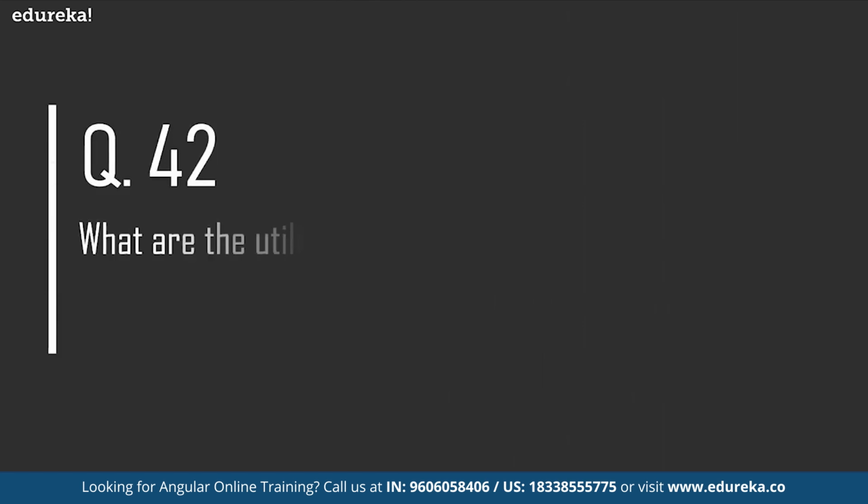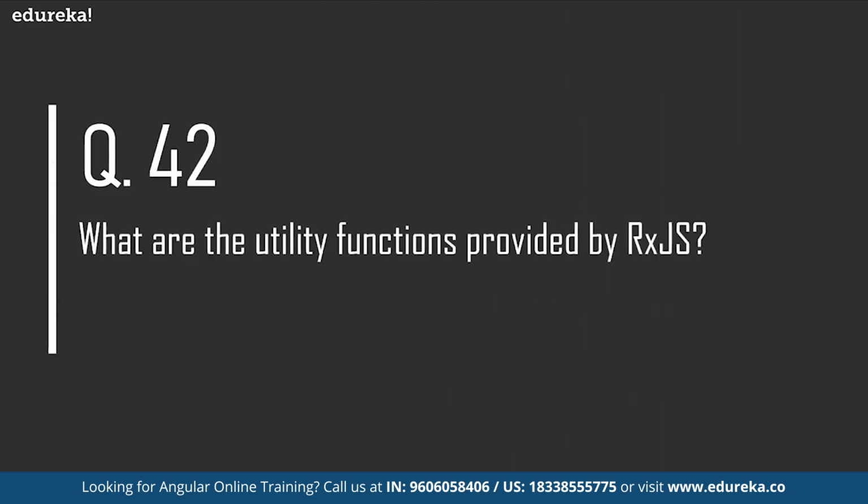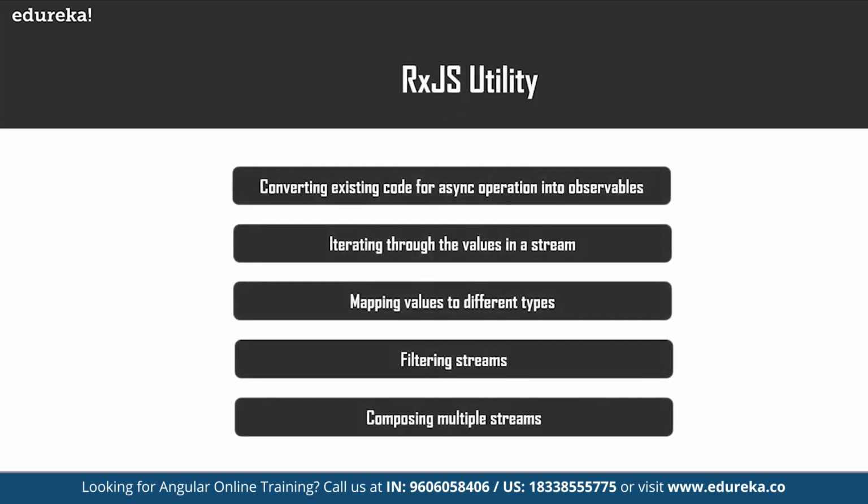Another question related to RxJS that might be asked to you is, what are the utility functions provided by RxJS? So the RxJS library also provides the below utility functions for creating and working with observables. So these are converting existing code for asynchronous operations into observables, iterating through the values in a stream, mapping values to different types, filtering streams, and last but not the least, composing multiple streams.